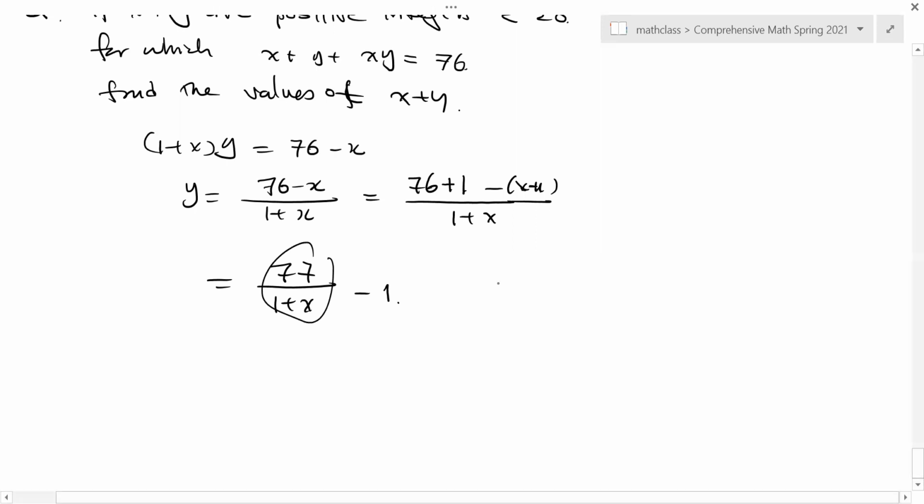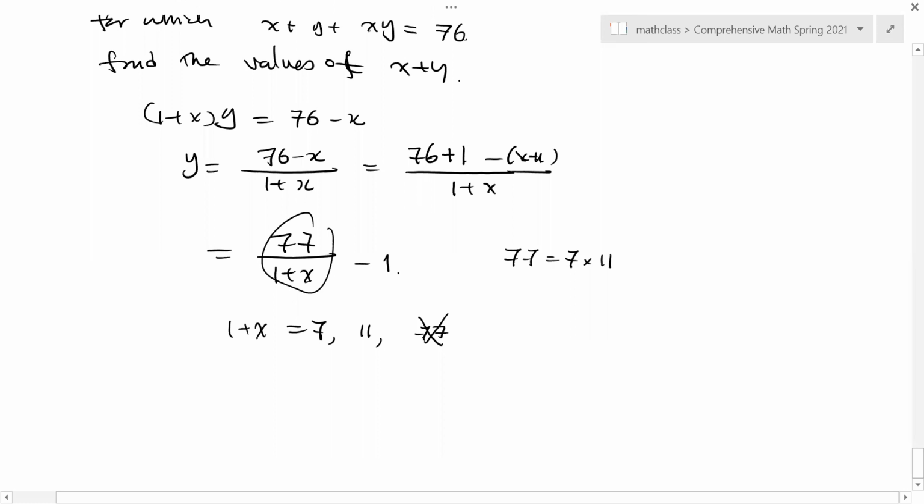But 77 is going to be 7 times 11. Okay, and the 1. So 1 plus x cannot be 1. So the next possible value is 7, or 11. Okay, and I think it cannot be 77. Why? Because our x is less than 20. So you get two solutions, right?